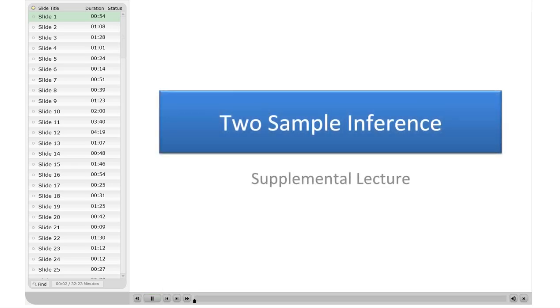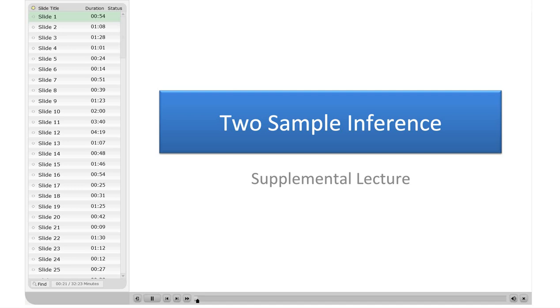Hello everyone, this is Jesse Crawford with New York Medical College, and this is the supplemental lecture for two-sample inference. The purpose of this topic is to discuss how we can conduct hypothesis tests and construct confidence intervals that involve comparing two different population means or two different population proportions.